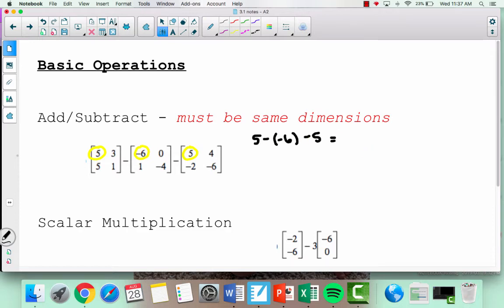So if I do that, 5 minus a negative 6, that's 11. 11 minus 5 gets us 6. So when I write my new matrix, the first element is going to be a 6. Okay. Then I do the same thing for the next elements.